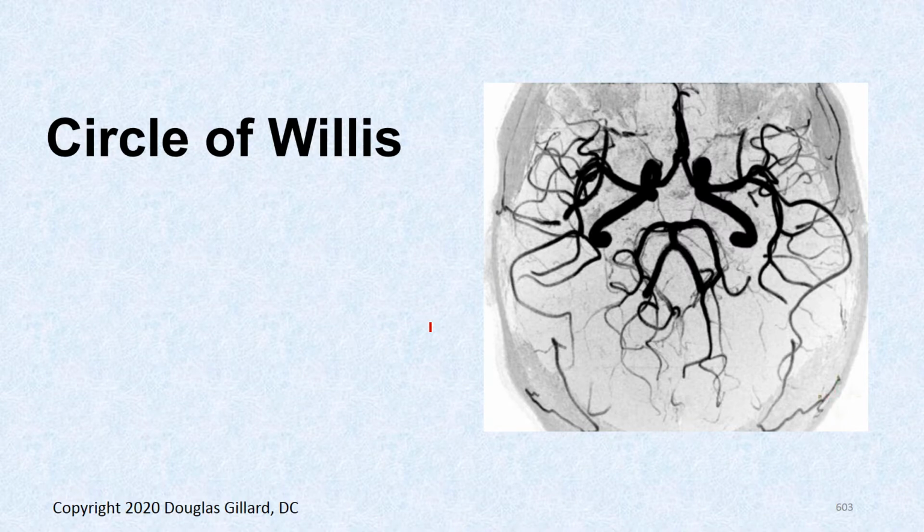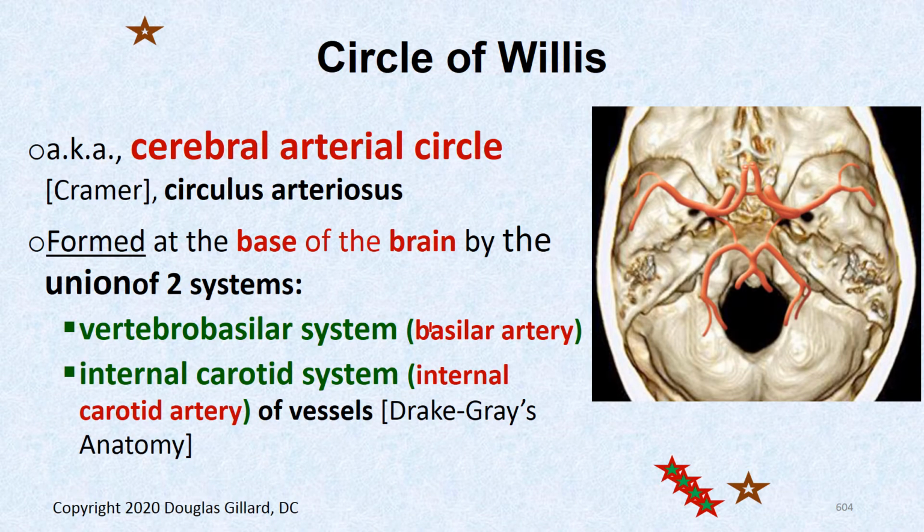Right? I think we better review the circle of Willis. So AKA is the cerebral arterial circle. Kramer calls it that. It's a board book. It's also called the circulus arteriosus. Okay, you could probably figure that out. You should know those. Don't know which one I will put on the test.